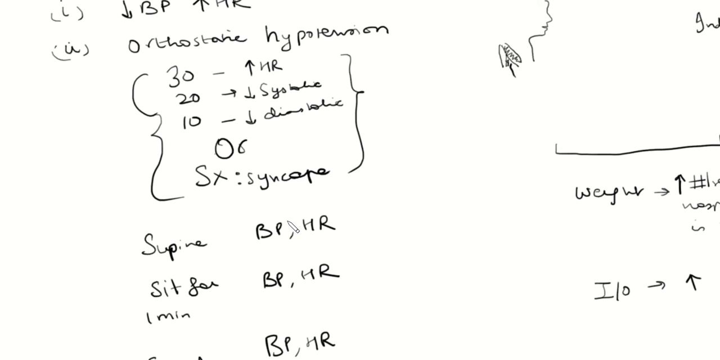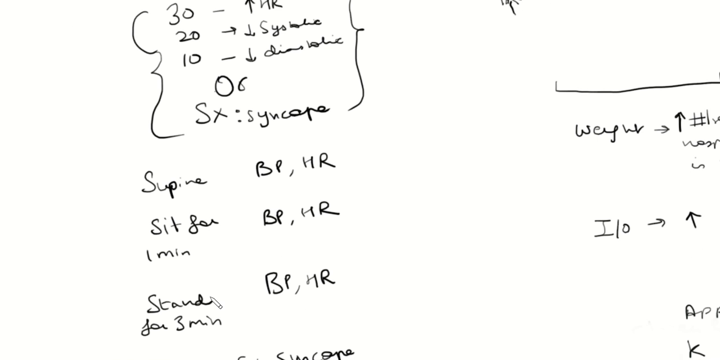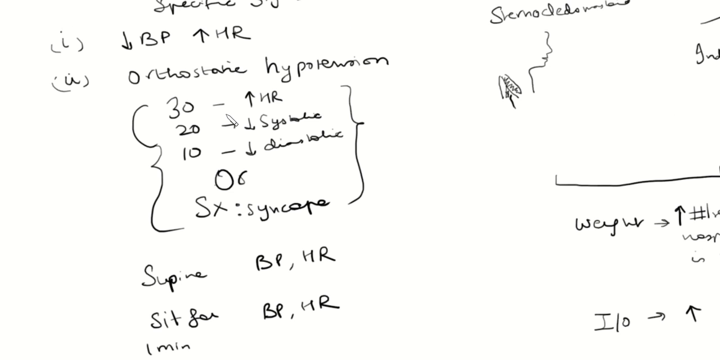That is a positive test for orthostatic hypotension. If when they sit or stand, their heart rate goes 30 above when they were supine, or the systolic goes down 20, and/or the diastolic goes down 10 below the number when they were supine, that is a positive orthostatic hypotension.